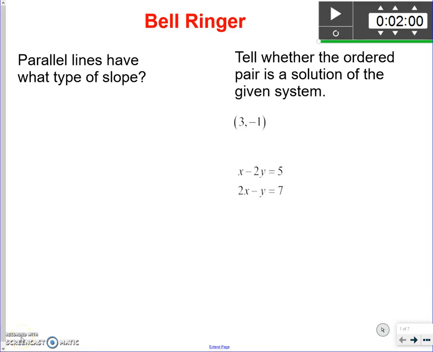Alright guys, welcome to Systems Day 2. We're going to continue looking at graphing, but we're going to look at special situations where weird stuff happens and kind of how we answer those, what we do with those. So with this bell ringer, I want to start with going over parallel lines.